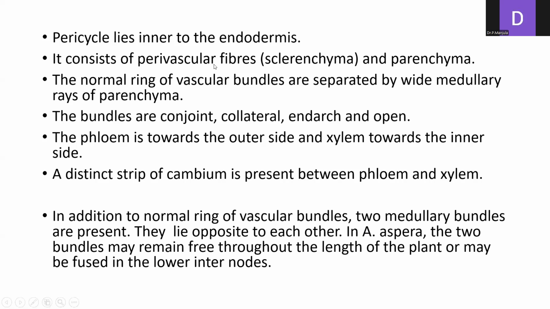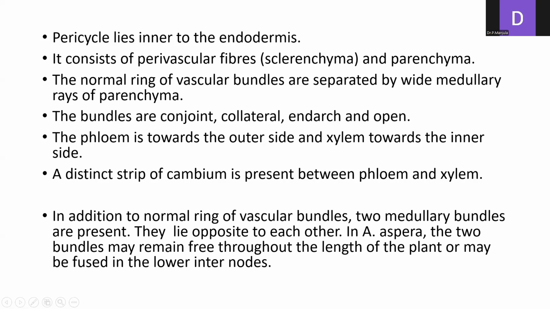It consists of perivascular fibers, that is, sclerenchyma and parenchyma. The pericycle is made up of alternating sclerenchyma and parenchyma. The normal ring of vascular bundles is separated by wide medullary rays of parenchyma. So the medullary rays are also present. The bundles are conjoint, collateral, endarch, and open.